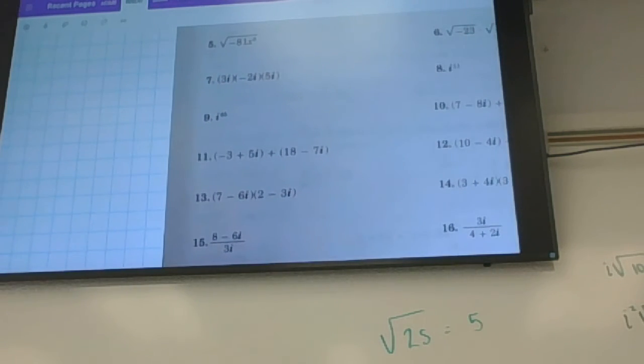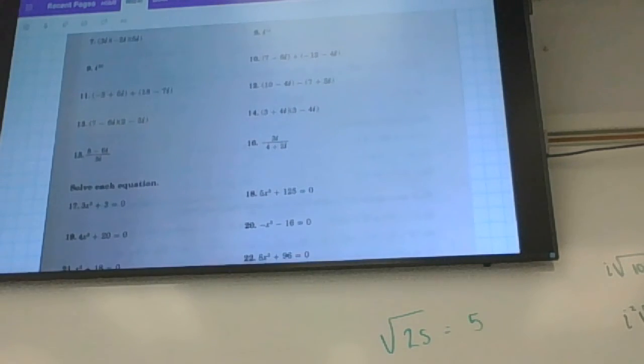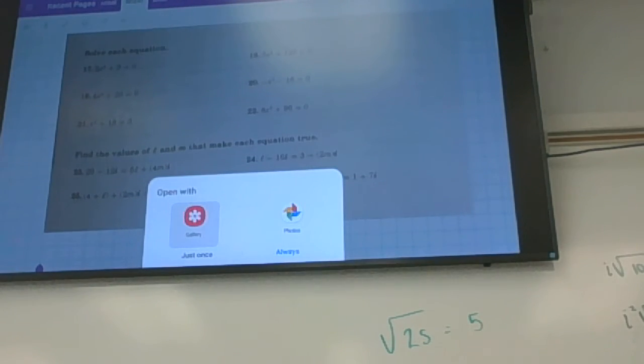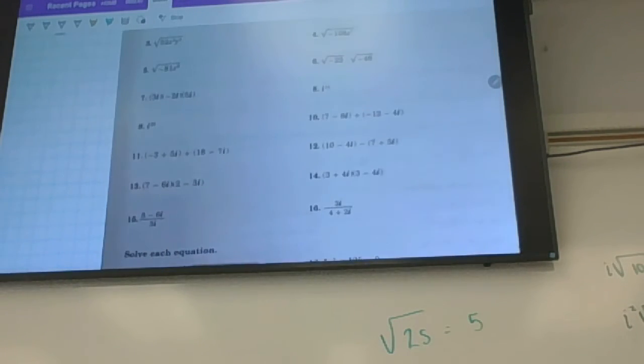Alright, we're doing 7 through 16. What I don't like about you guys working on this on your own is that they all look so different. And on 15 and 16 I have to teach you stuff. So I might even change the answer.